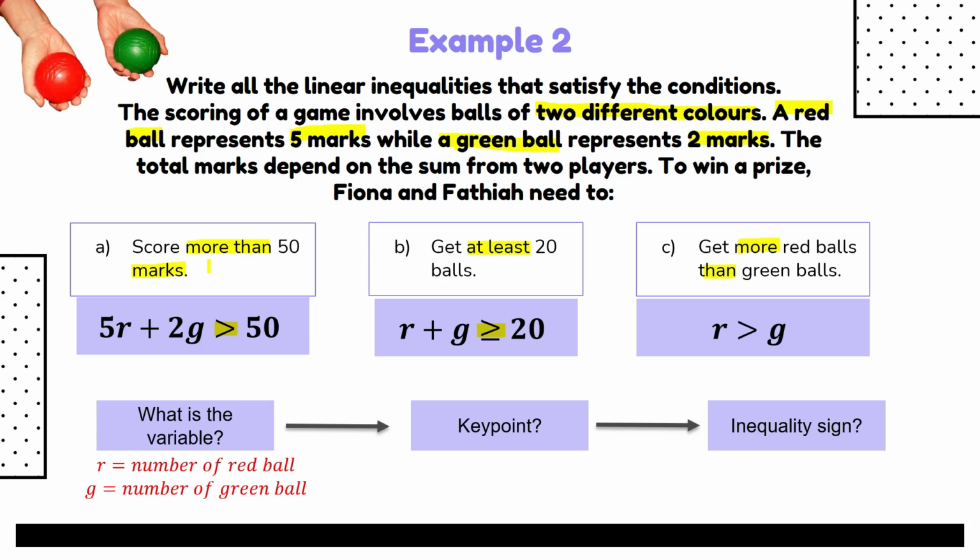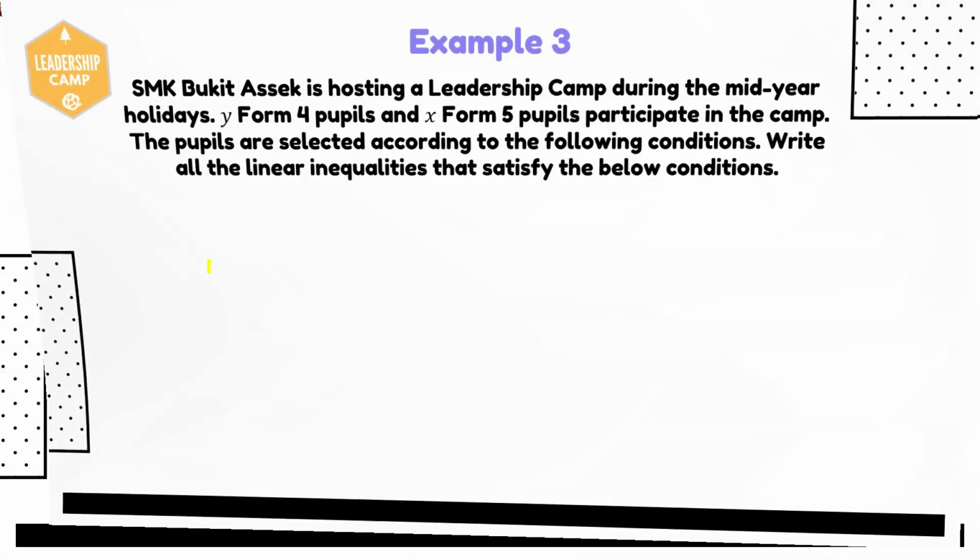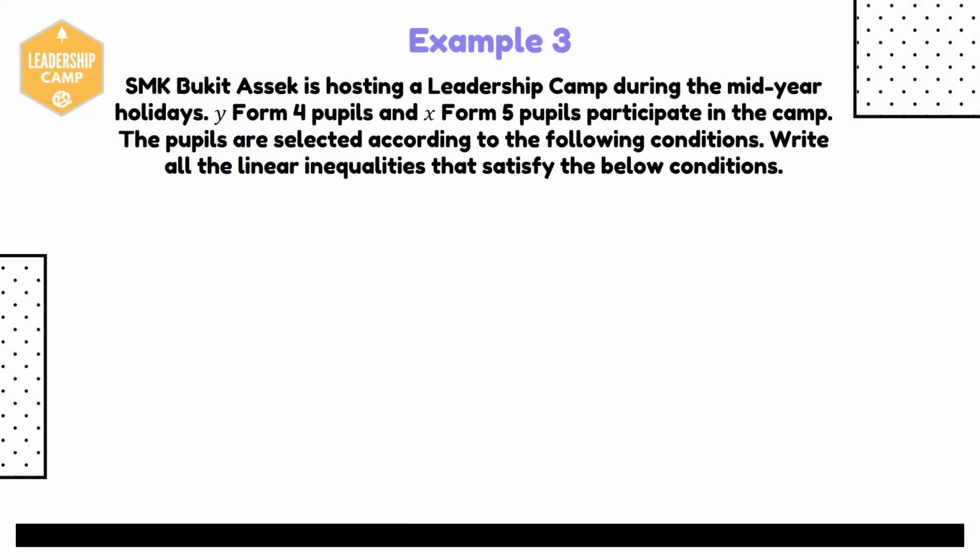Bagus. Okay, now for the third example. I will read for you. SMK Bukit Asik is hosting a leadership camp during the mid-year holidays. Y Form 4 pupils and X Form 5 pupils participate in the camp. The pupils are selected according to the following condition. Write all the linear inequalities that satisfy the below condition.